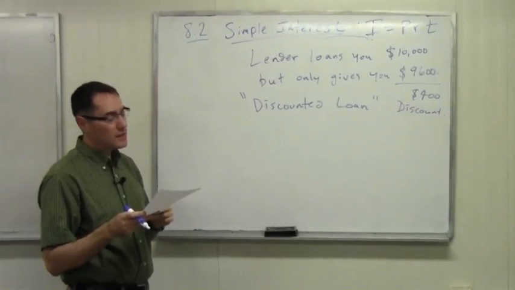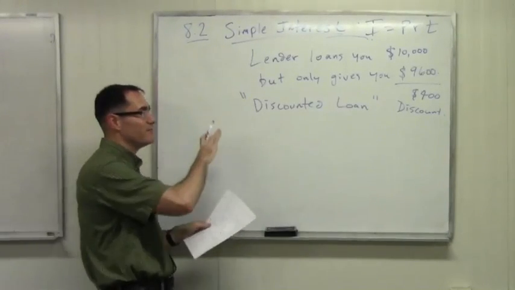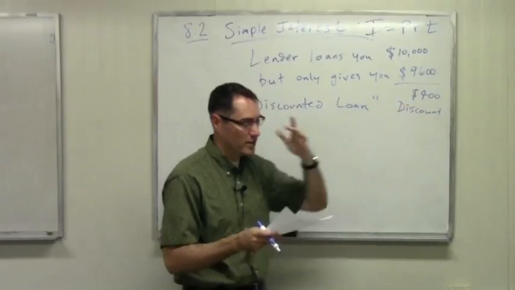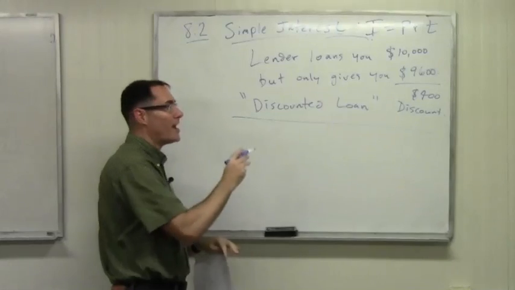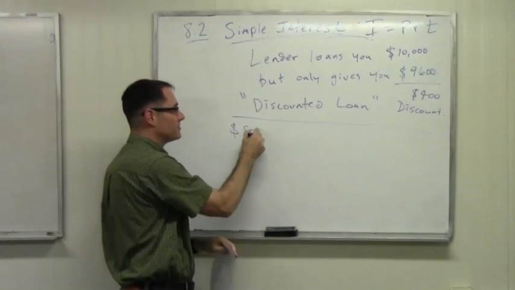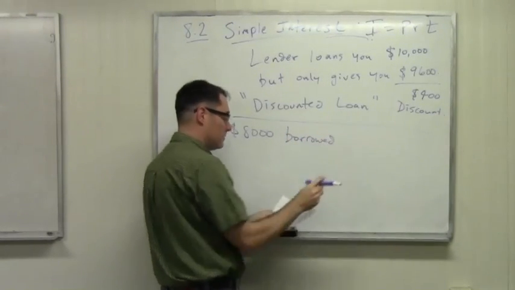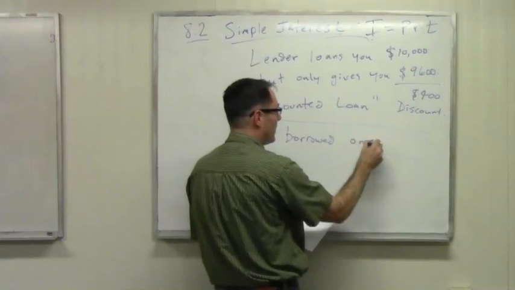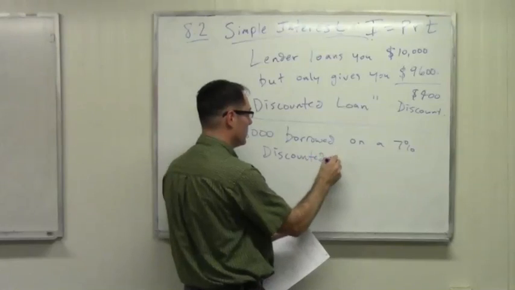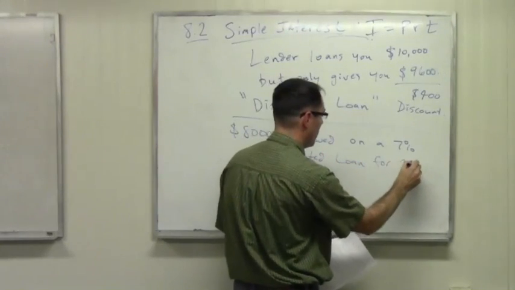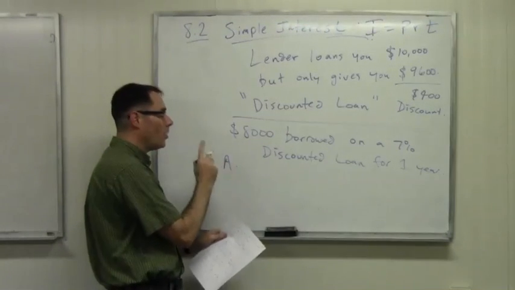All right, let's actually do an example of this. Let's do a slightly different example, because this one we didn't use the interest rate and all that. Let's say you borrow, forget about those numbers up there, $8,000, on a 7% discounted loan for 1 year. What is the discount?